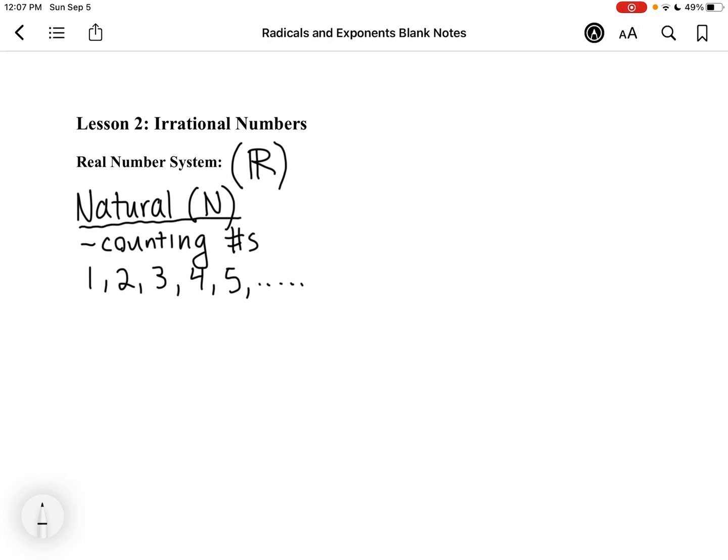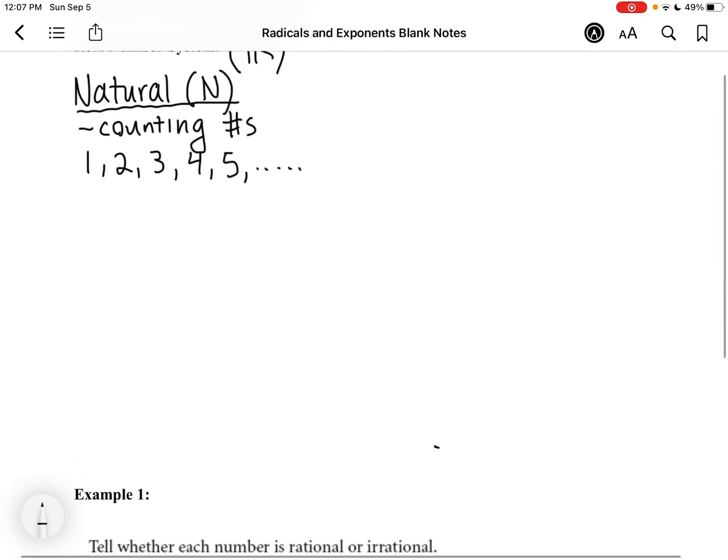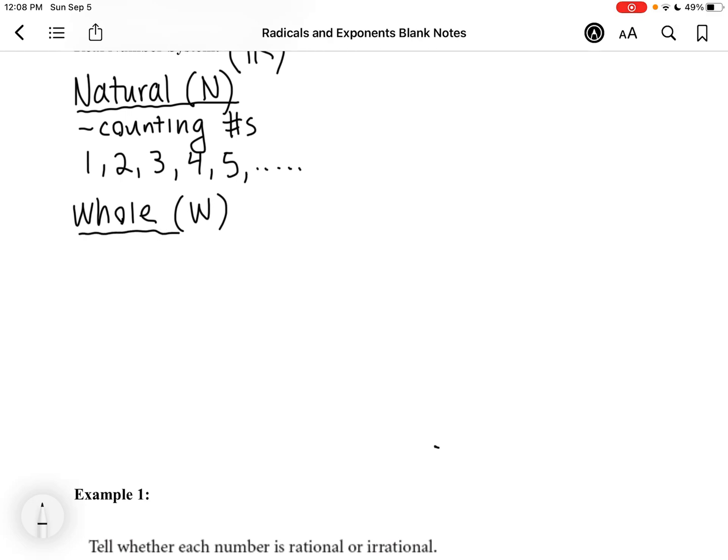The next set that I'm going to talk about are the whole numbers. And we can use the letter W to abbreviate that. And the whole numbers basically are the natural numbers, but instead of starting at 1, we start at 0.